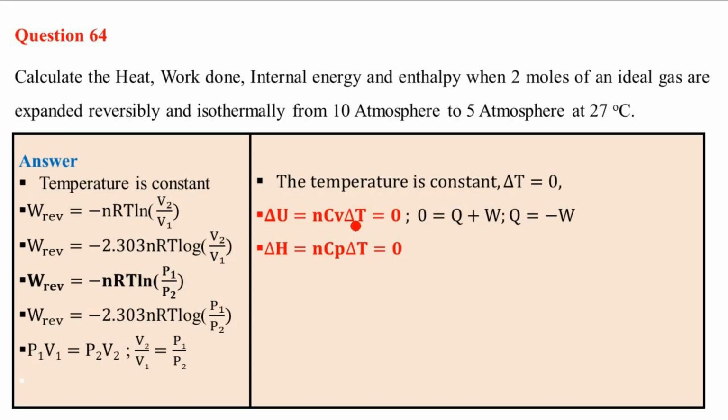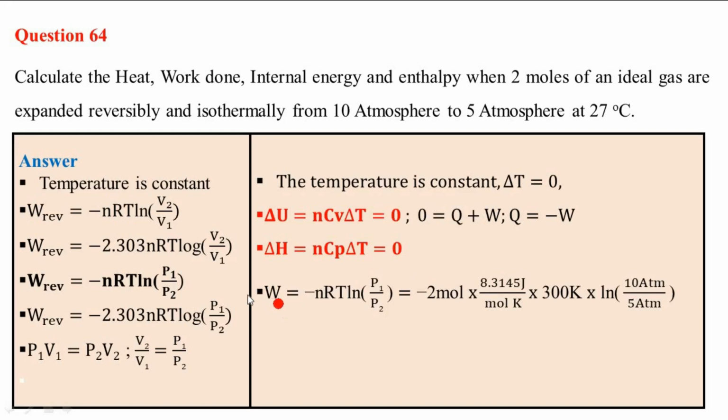to 0. And remember, the internal energy is nCv dT, and the enthalpy is nCp dT. Can you see their difference? This is the heat capacity at constant volume, and here this is the heat capacity at constant pressure. So you should be able to differentiate them. But at constant temperature, all of them are equal to 0 because the change in temperature is equal to 0.